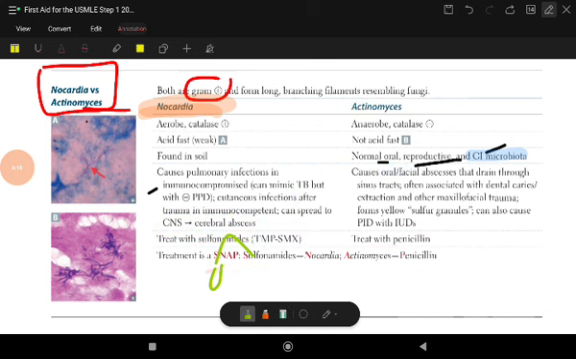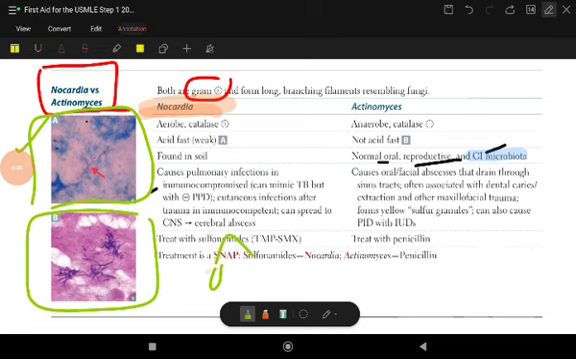Right. What else is there? So you have seen carefully this is Nocardia and this one is Actinomyces, right? We have seen it carefully. One is acid-fast, one is not acid-fast.